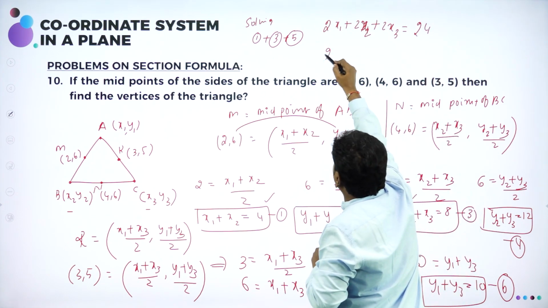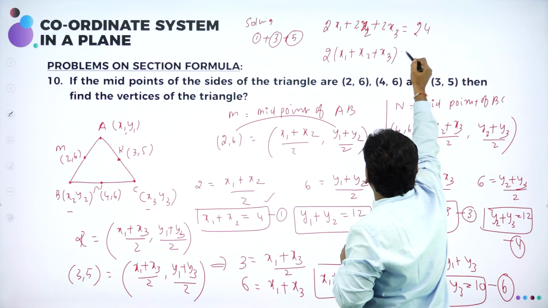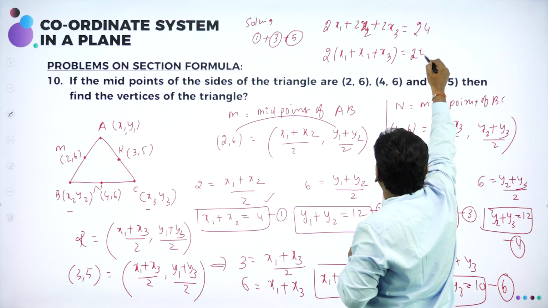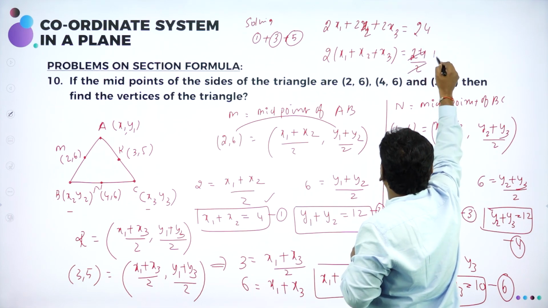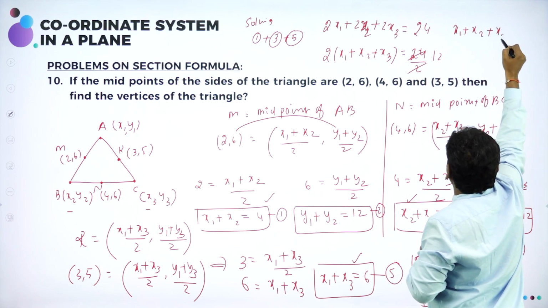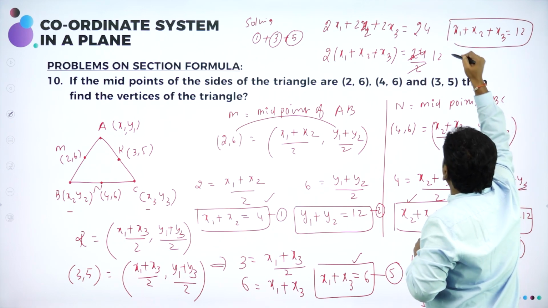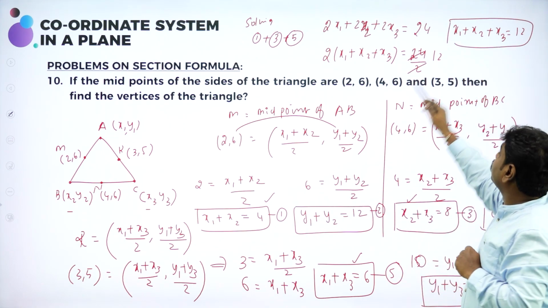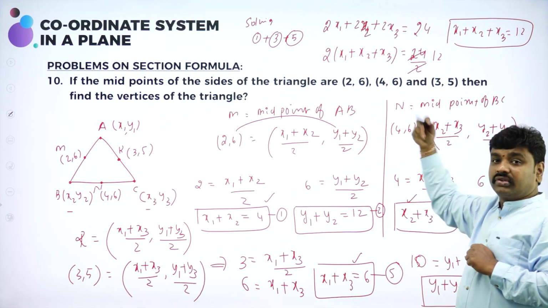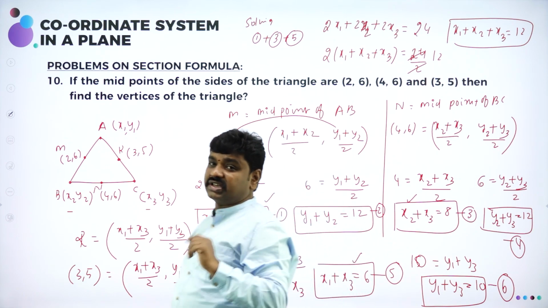So now I can take 2 common. If I take 2 common, I will get x1 plus x2 plus x3 is equal to 24 by 2, it will become 12. So now we got another equation, that is x1 plus x2 plus x3 is equal to what? 12. And now this is a basic equation. Here you know the value of x1 plus x2. Put x1 plus x2, you will get x3. In this you put x1 plus x3, you will get x2.